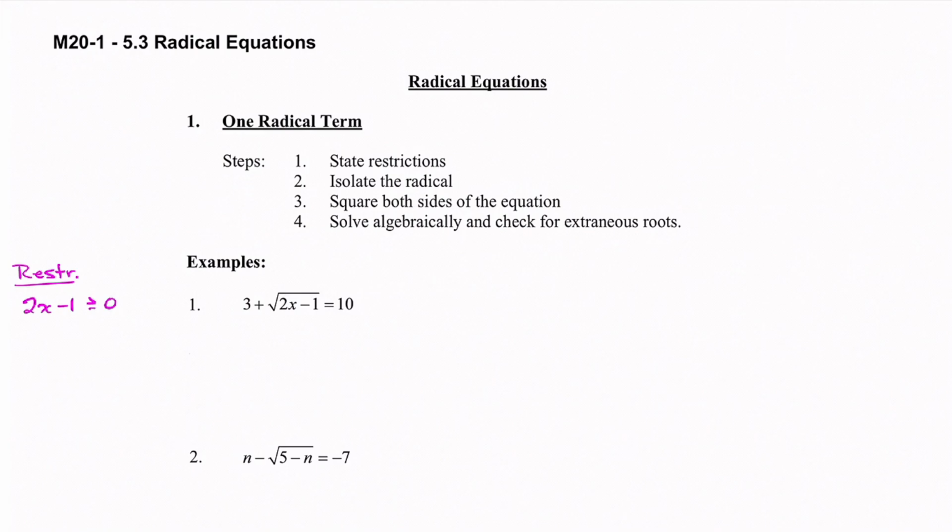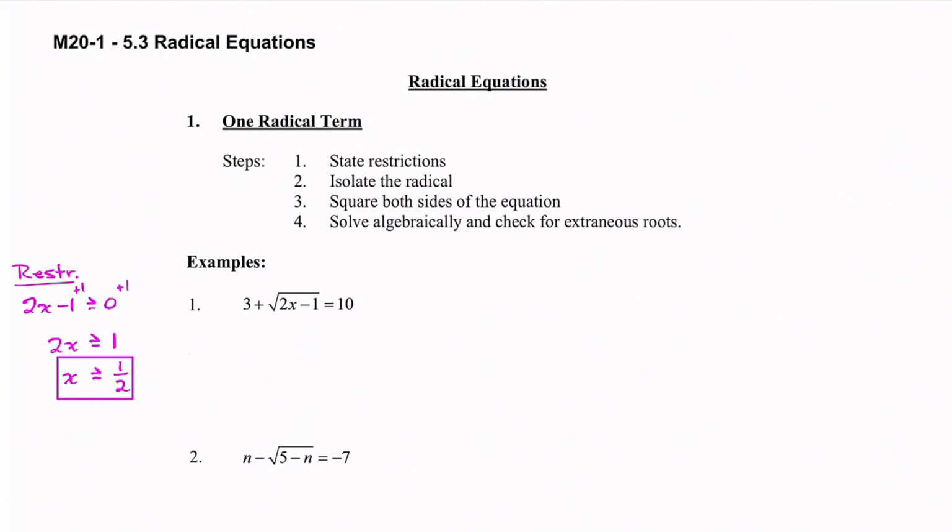So add a 1 onto both sides. Those will cancel and you'll just have 2x is greater than or equal to 1. And then divide both sides by 2. So you get x is greater than or equal to 1 over 2. So we're done the restriction. If I don't get an answer that is greater than or equal to 1 over 2, a half, like if I got something negative or just less than a half, I know it's not going to be correct.